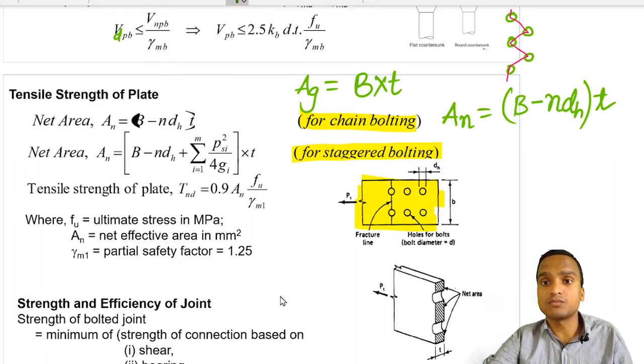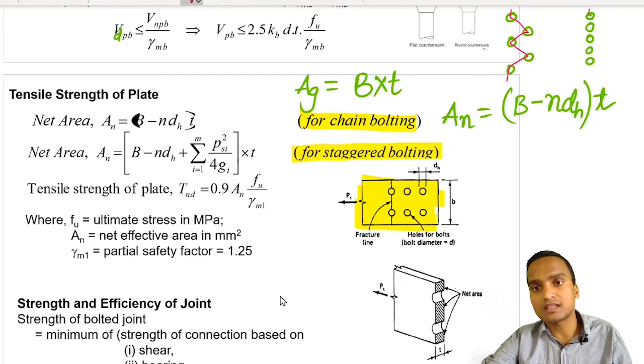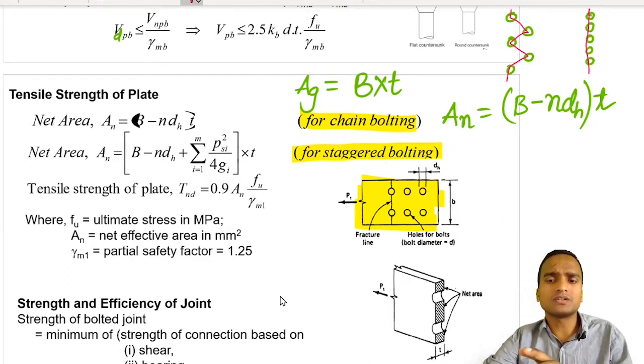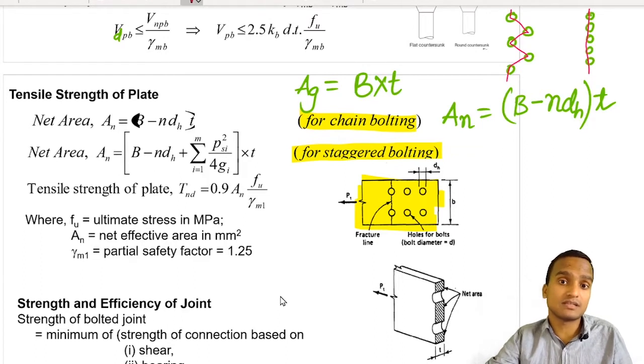Whereas in case of chain bolting, it would have just simply 5 bolts in one row, and the failure would occur simply through this critical section, and this would be a linear failure. And in comparison to chain bolting, staggered bolting is stronger because there is a larger length of critical section failure here. So the net area also increases here.